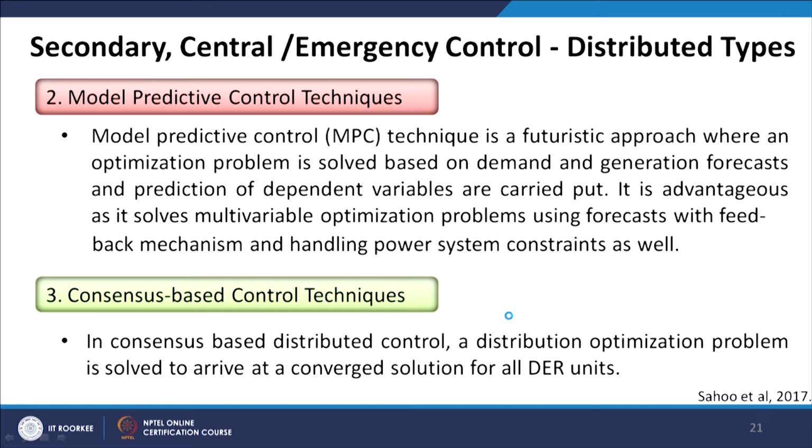Consensus-based control techniques. In consensus-based distributed control, a distributed optimization problem is solved to arrive at a converged solution for all the distributed energy resources present in the system or connected to our microgrid.